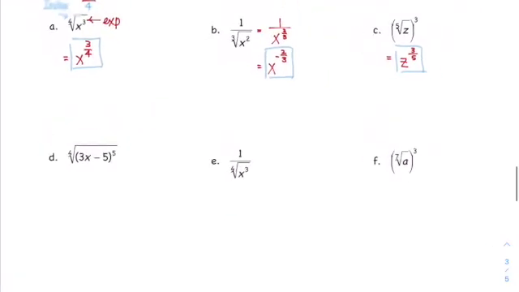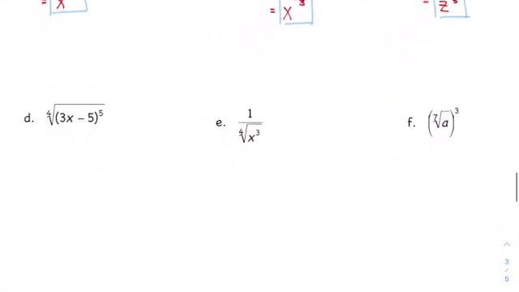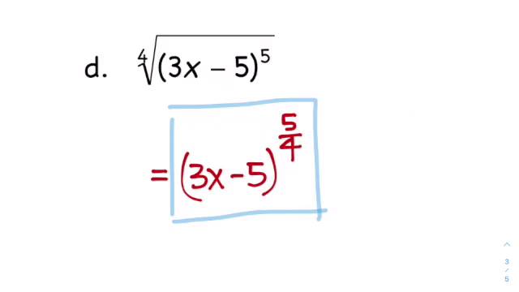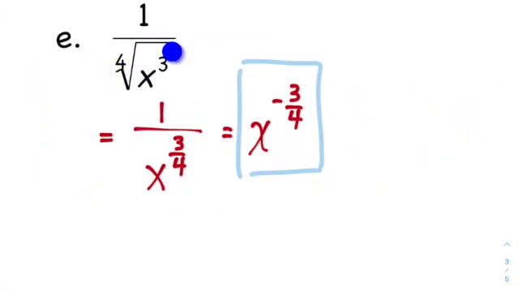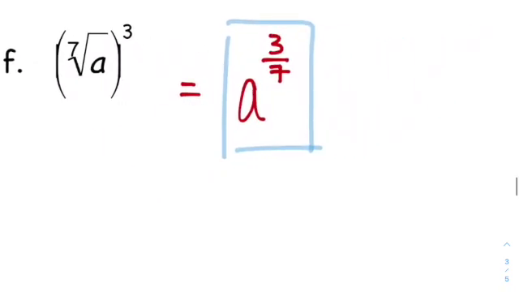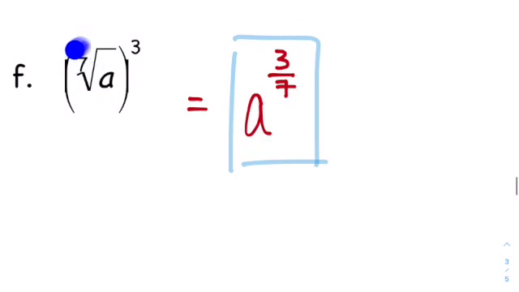Please try examples D, E, F, and then we'll discuss the answers. Letter D, the answer is just 3x minus 5 to the 5/4. Same thing: the index number is in the denominator, 5 is the exponent, goes on top. Same thing here, but the exponent rules first. So the fourth root is on the bottom, 3 is the exponent, but then I have to flip it to the top. That's why I add a negative sign right here. That tells me to flip. Letter F is just a to the 3/7. The index number 7 is on the bottom, 3 is on top as the exponent.